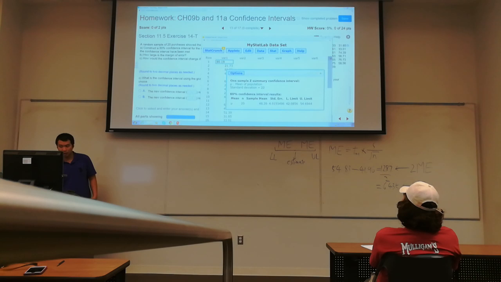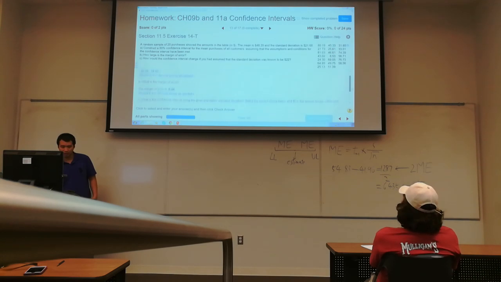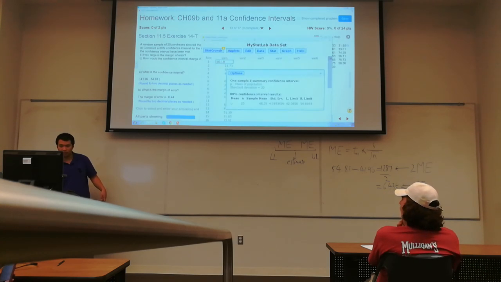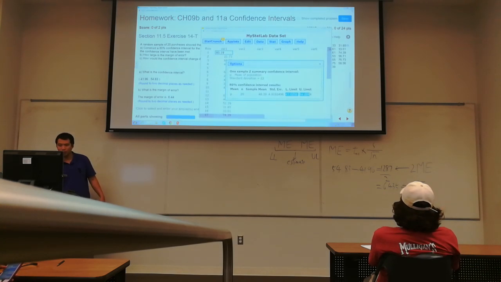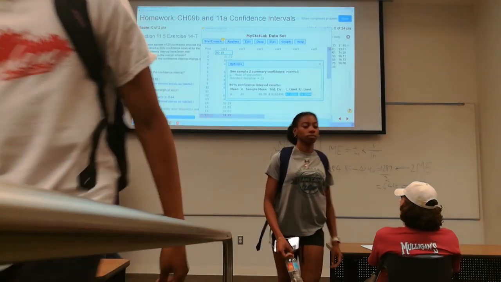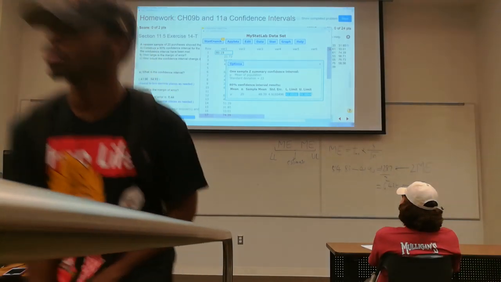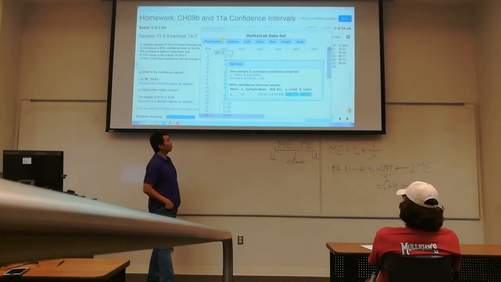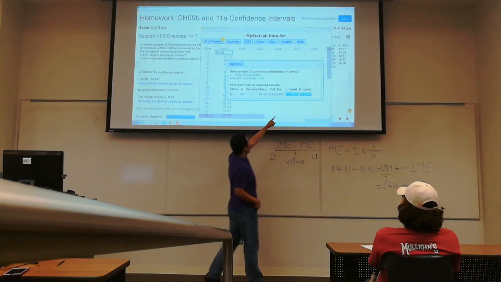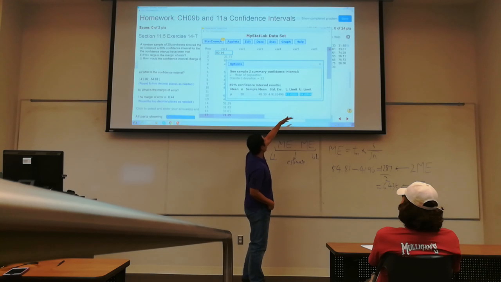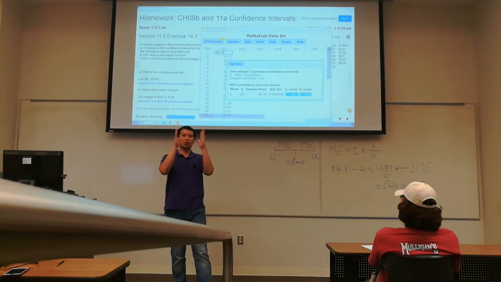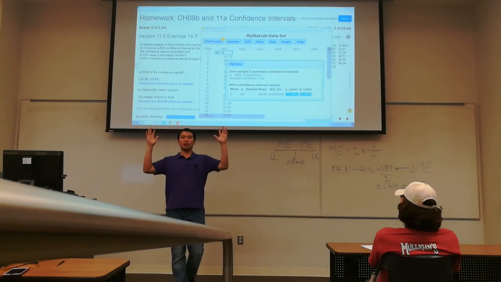Okay, so we have the lower limit and the upper limit. Let's go up a little bit. This is our original confidence interval, and this is the new interval. The original interval's lower limit is 41-point-something, less than 42. The new confidence interval's lower limit is 42.8. The new confidence interval is narrower than the original one.